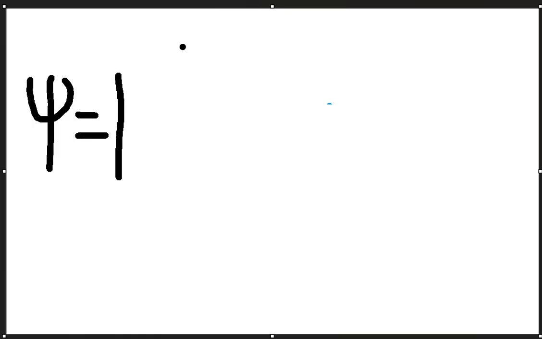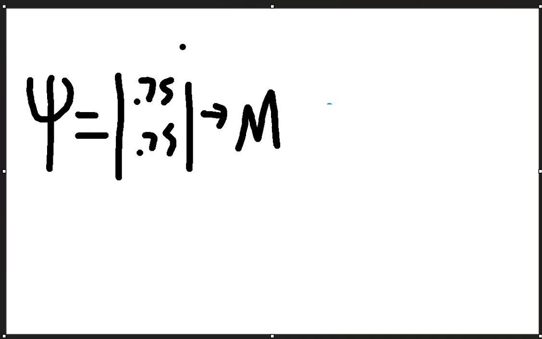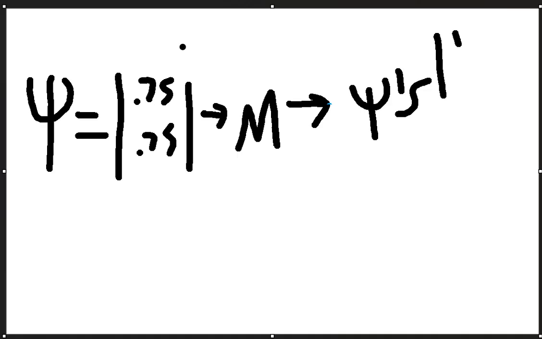This is all very helpful for quantum computing, because you can have a system of psi, which is equal to, let's say, 0.75 and 0.75 chance of becoming up or down, and you can put it through a matrix, and this would give you psi prime, which should be either one type of vector or another type of vector.